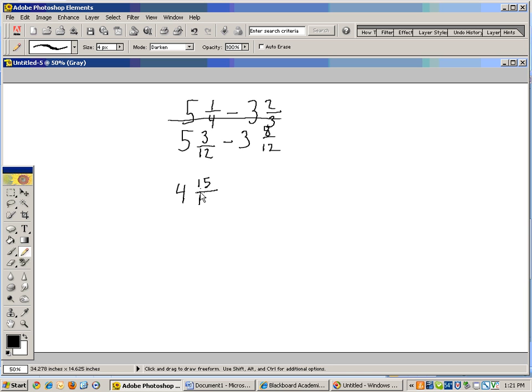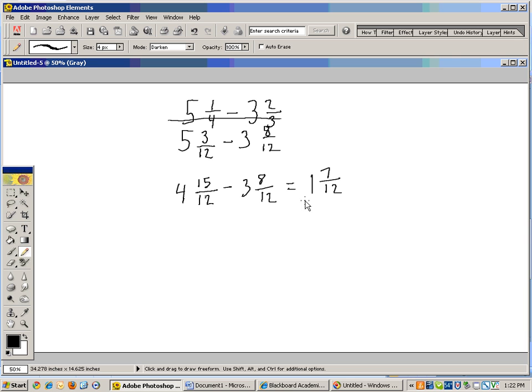So that's 4 and 15 12ths minus 3 and 8 12ths, and now we can subtract these, and we would get, well, 4 minus 3 is 1, 15 minus 8 is 7, and that would be 12ths, 1 and 7 12ths. Now, what does this answer as a decimal?